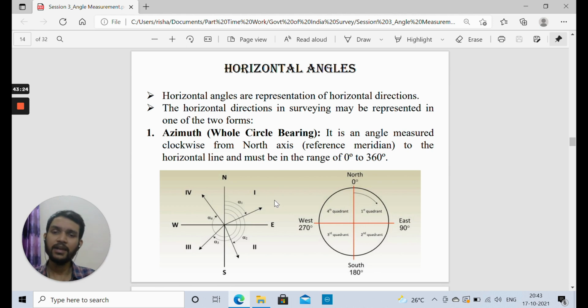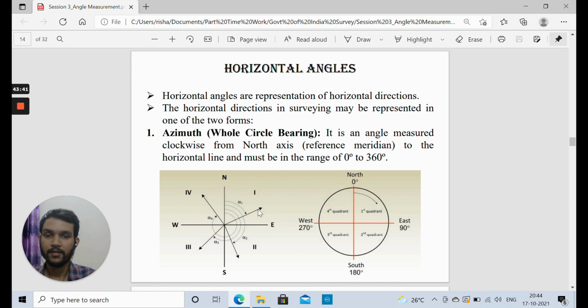So this angle may range from 0 degree to 360 degree. It can have any reading. Any angle between 0 degree and 90 degree, since from north we are measuring in the clockwise direction, is in the northeast quadrant, that is the first quadrant.